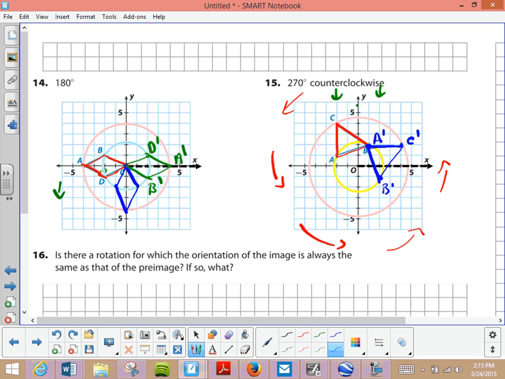Now look at it. Are A and C still in front of the line? Yes. Is B still behind the line? That's all you need to do.